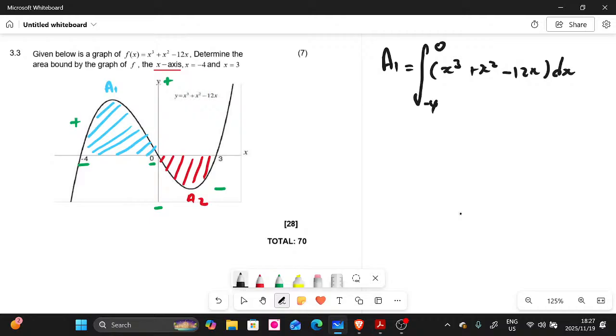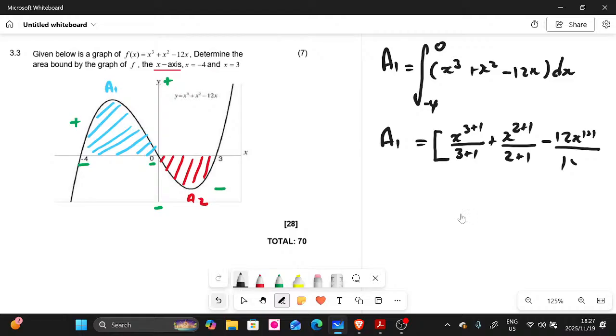Then from here, you integrate. So you're still on area 1, the blue one, by the way. Should have used blue when I was doing this, but I hope you can hear me. Okay, so let's integrate this. If we integrate the first term, it's x to the power of 3 plus 1 divided by 3 plus 1. The second one is x to the power of 2 plus 1 divided by 2 plus 1. And then the third one is minus 12x to the power of 1 plus 1 divided by 1 plus 1. Okay, and then we close the bracket.